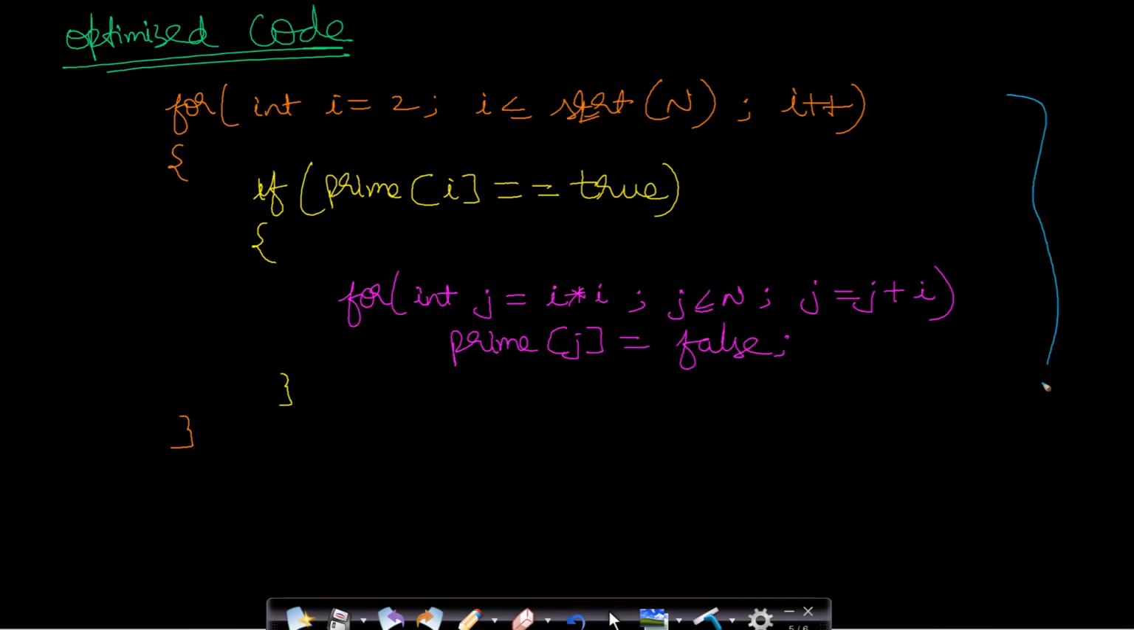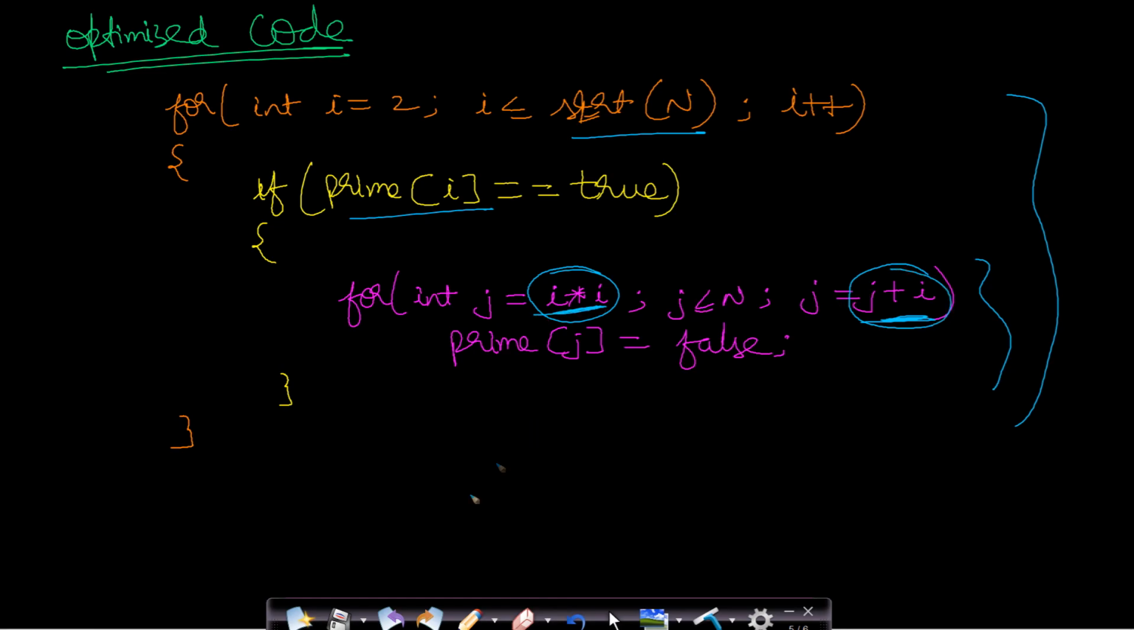This is the optimized code for the sieve of Eratosthenes. Here I will start from 2 and run till square root of n, and if we find a prime number, then we will mark all the multiples of this prime number as non-prime, and we will start with I square and we will move by I only. So this step is the same, but this is different.